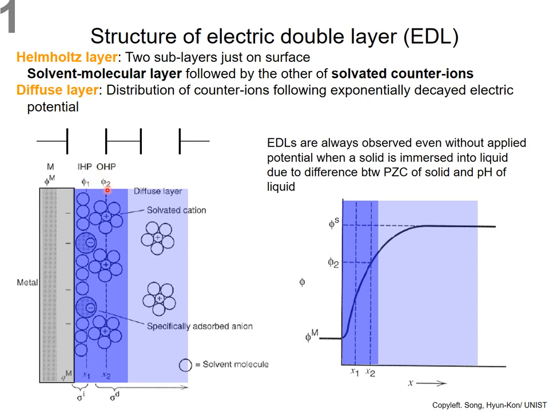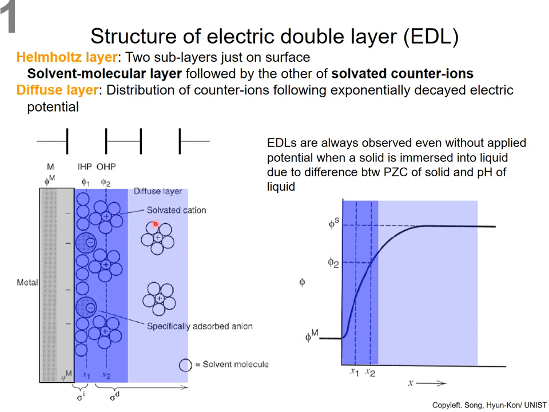Let's go to the second sublayer of the Helmholtz layer. In the second sublayer, you have positively charged ions, which are used for compensating the extra negative charges. And each positive ion is solvated by water molecules. This is the second layer of the Helmholtz layer, and the plane connecting the centers of positive charges is called the outer Helmholtz plane. So this is the Helmholtz layer.